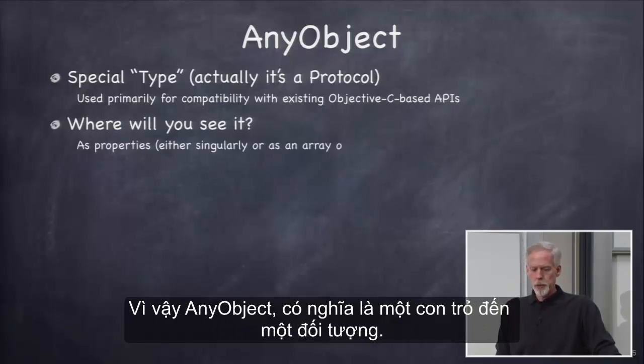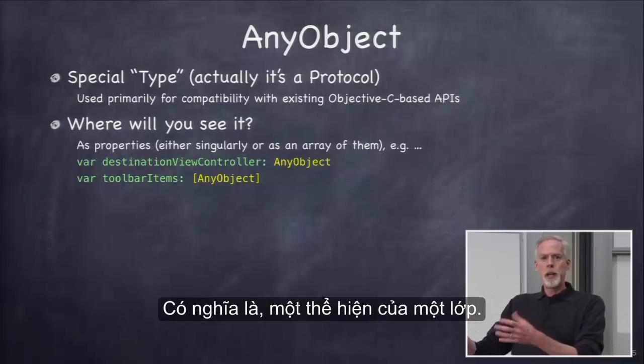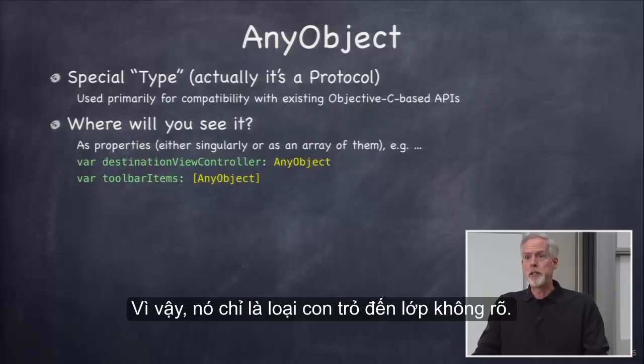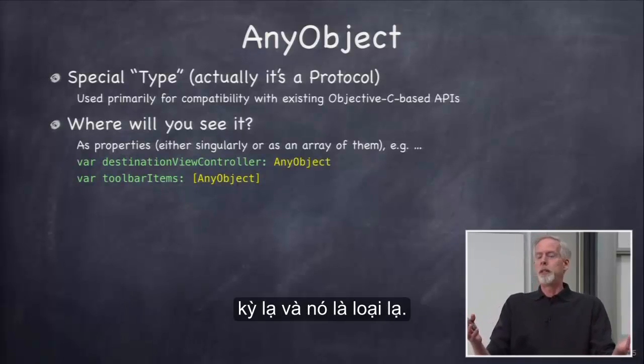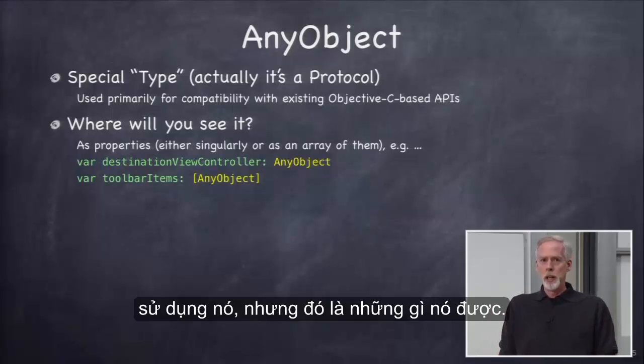Okay, and where will you see it? AnyObject means a pointer to an object, meaning an instance of a class that you don't know what the class is. So it's just kind of a pointer to an unknown class, which seems kind of weird, and it is kind of weird. So we're going to have to play around to be able to use it. But that's what it is.